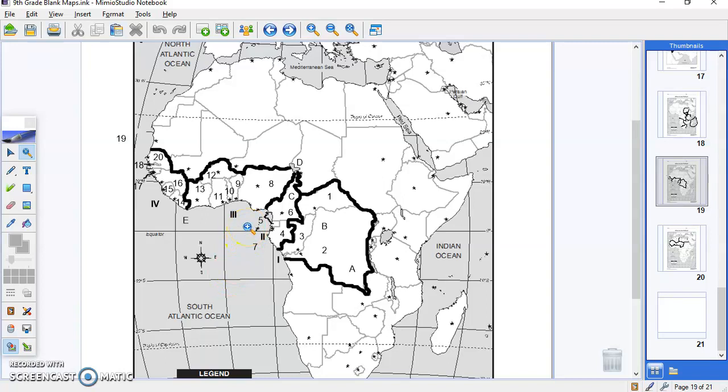Then we have the Gulf of Guinea coast. The Gulf of Guinea coast, located from east to west, yes, are Nigeria, Benin, Togo, Ghana, Burkina Faso, and Cote d'Ivoire. And then lastly, the fourth sub-region is the Atlantic Coast region. Starting from south to north, we have Liberia, Sierra Leone, Guinea, Guinea-Bissau, Gambia, Cape Verde, and Senegal. Those are your land features and your sub-regions that you need to know for the upcoming test.